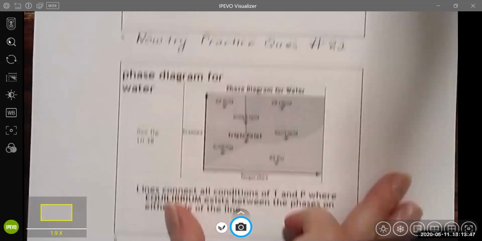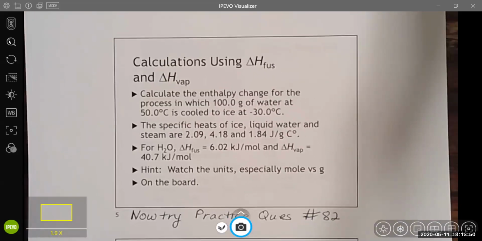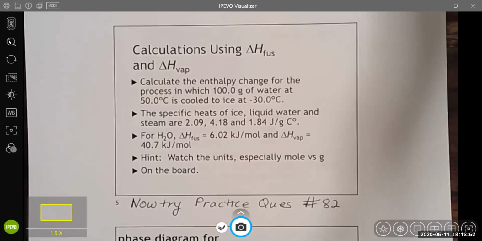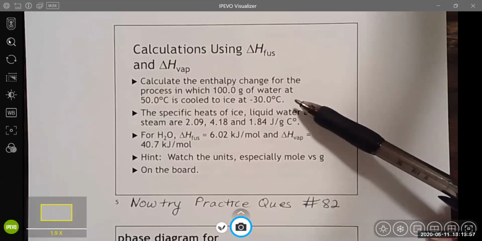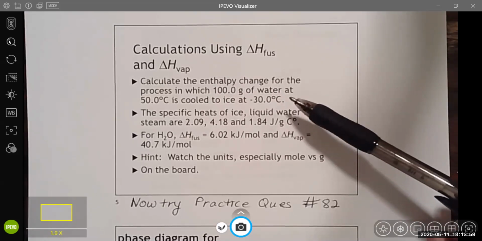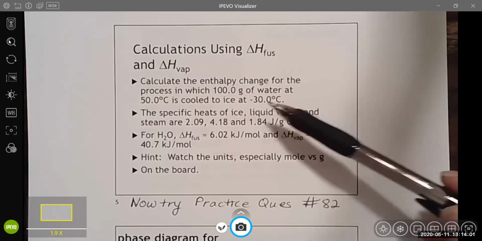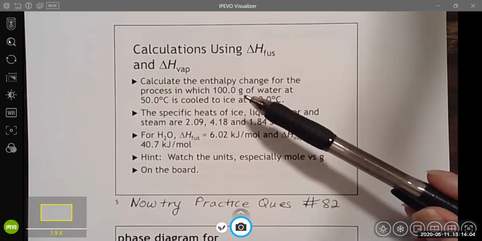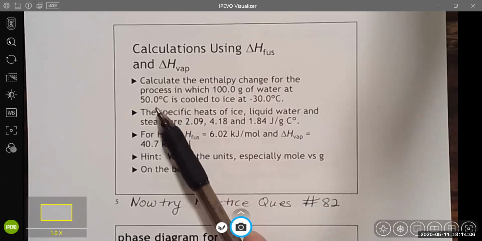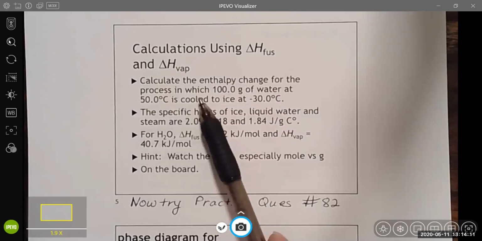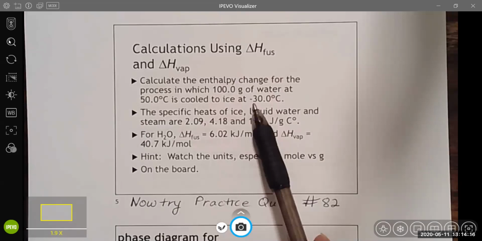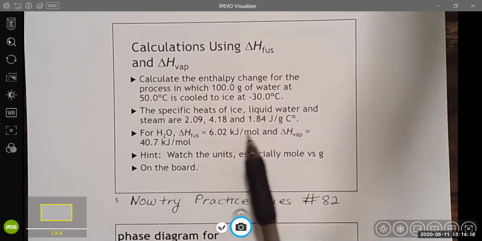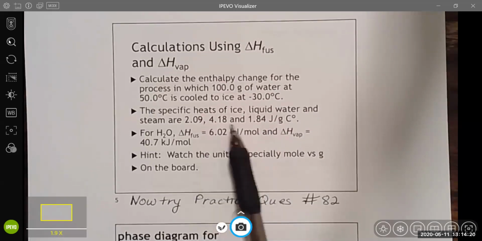Okay, so calculations using the delta H of fusion and vaporization. The question says we want to calculate the enthalpy change, so that's the total heat change, for the process where we have 100 grams of water, and we're going to cool it now. I said this can go in either direction, so I thought, well, let's try a cooling one. We have water. It's going to be a liquid because we're at 50 degrees Celsius, and we cool it to ice at -30. And then I have to give you a bunch of constants here.